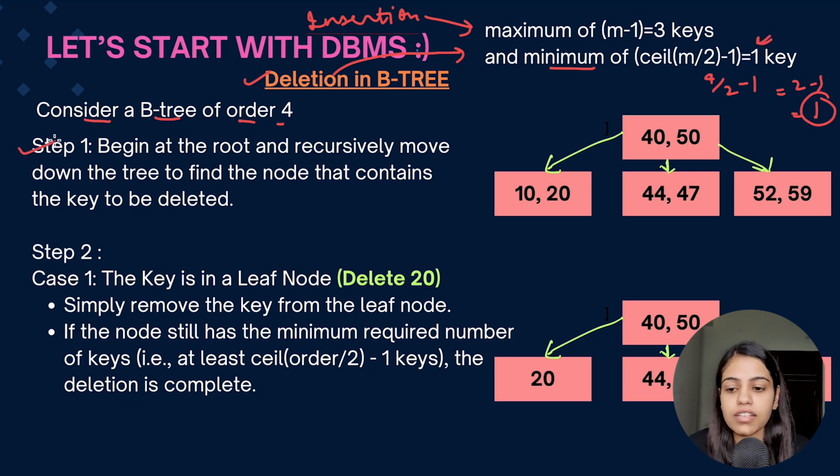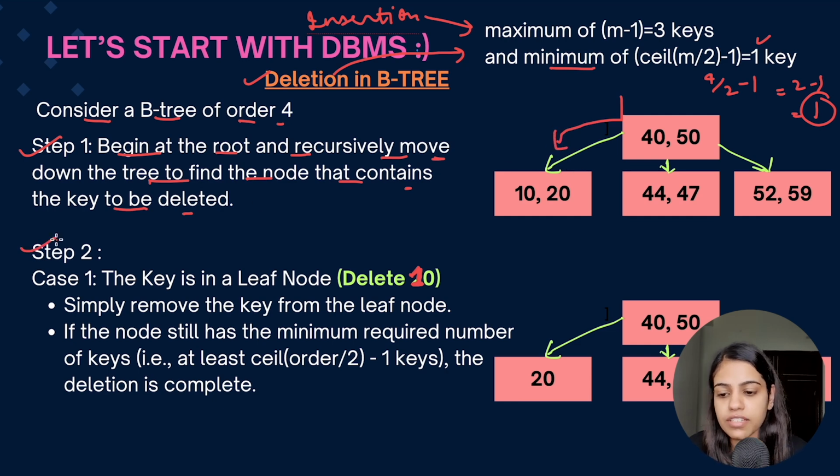So let's start. Step 1 is to begin at the root and recursively move down the tree to find the node that contains the key to be deleted. So we'll start from the root and then search for the key which needs to be deleted. Now step 2 is to consider the case where the key is in a leaf node.